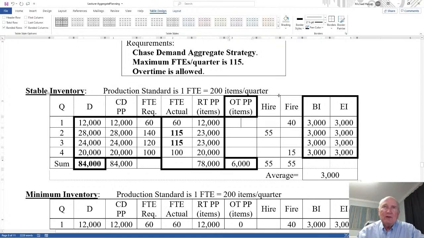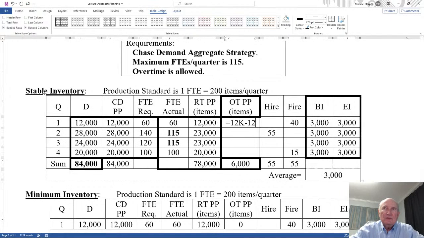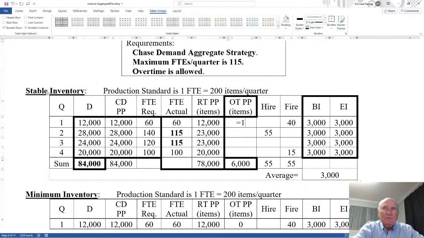Well, we know that the beginning inventory plus production minus demand equals ending inventory. So I want our production to equal demand. But now the production is a combination of regular time and overtime. So I want the regular time and overtime, both of these, to equal my demand. So my overtime is simply going to equal my demand, my demand over here, 12,000, minus my regular time, 12K. So what's that going to equal? That's going to equal 0, because my regular time plus overtime is going to be my production plan, which is 12,000.